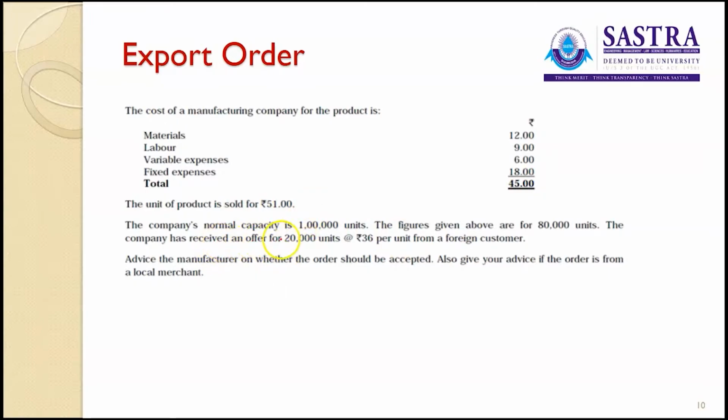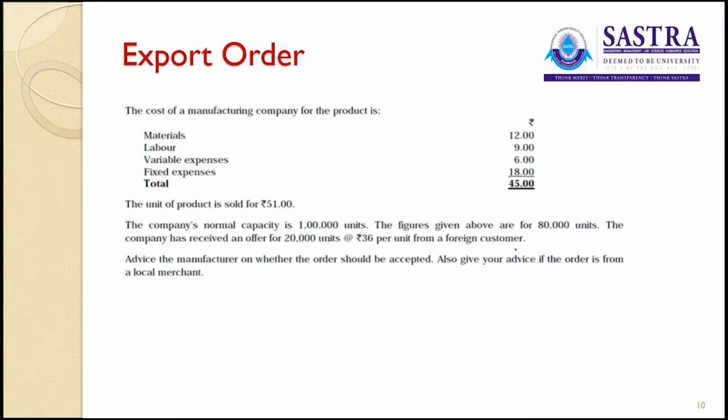The company's normal capacity is 1 lakh units. The figures given above are for 80,000 units. So all these figures given are for 80,000 units, but your total capacity is 1 lakh units. The company has received an offer of 20,000 units at rupees 36 per unit from a foreign customer. So currently the company is operating at 80,000 units. They have an extra capacity of 20,000 units because the total capacity is 1 lakh units.